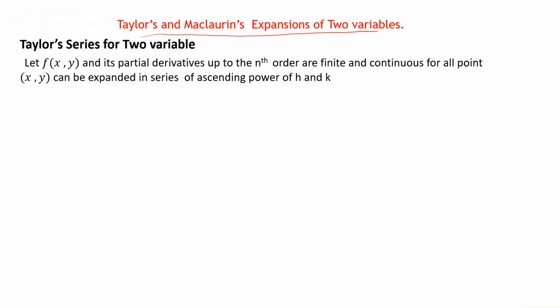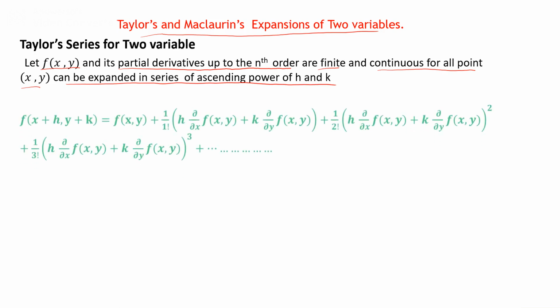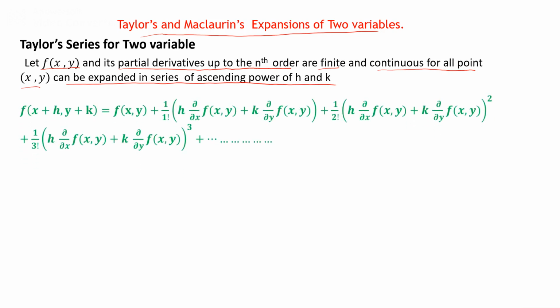So let's look at the Taylor series for two variables. Let we have a function f(x,y). Here the function is of two variables and its partial derivatives up to the nth order are finite and continuous for all the points (x,y), and it can be expanded in a series of ascending powers of h and k. Suppose x plus h and y plus k. So we are expanding the function at x plus h and y plus k.